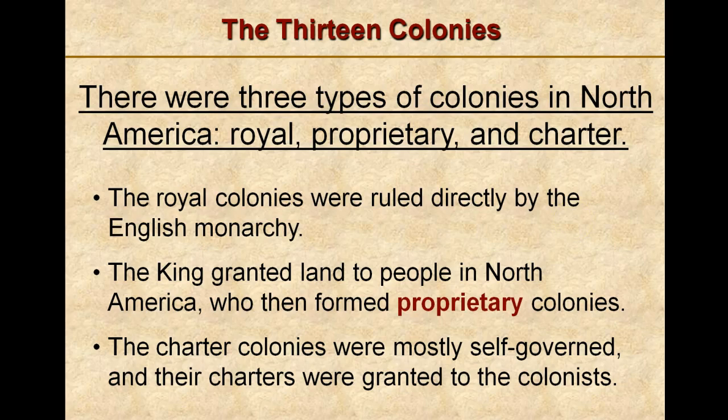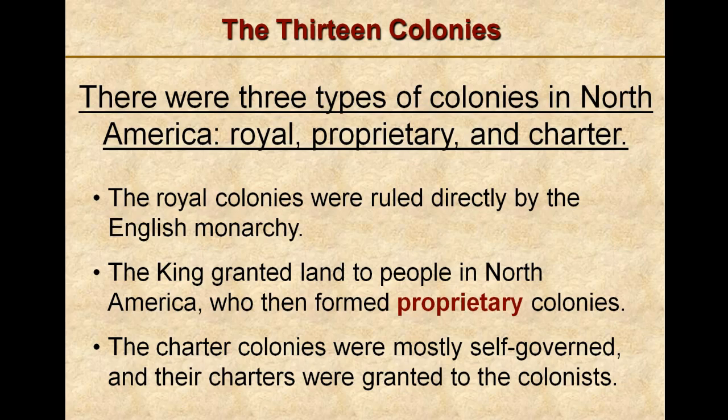And as we mentioned earlier about putting a well in and not having the time to wait for that to happen, the person put in charge for the king would start making decisions and kind of hope that those were in line with what the king wanted to have happen at the time. Another type of colony was where the king granted people in North America a proprietary colony. And so it was land given to a person.